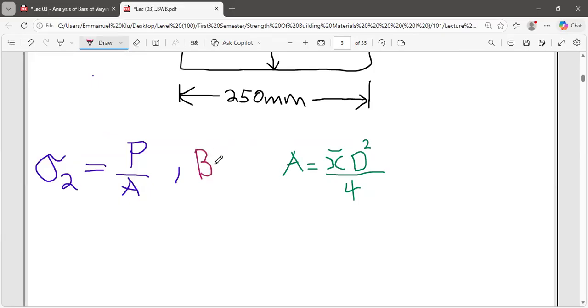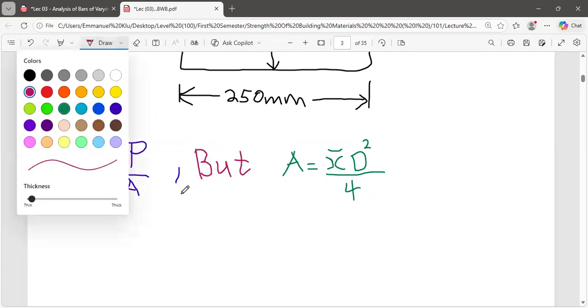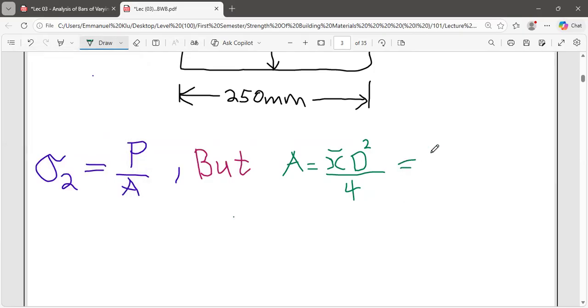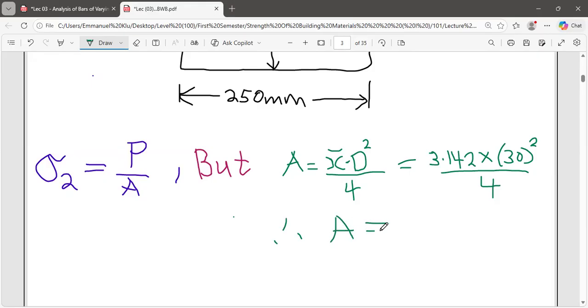So we are saying that what? A is equal to this. Okay. If we do our substitution and put the formulas into it, you realize that we are going to get what? 3.142 times 30, all squared, all over the 4. So finally, what are you going to get? You can say that therefore your area A is equal to what?